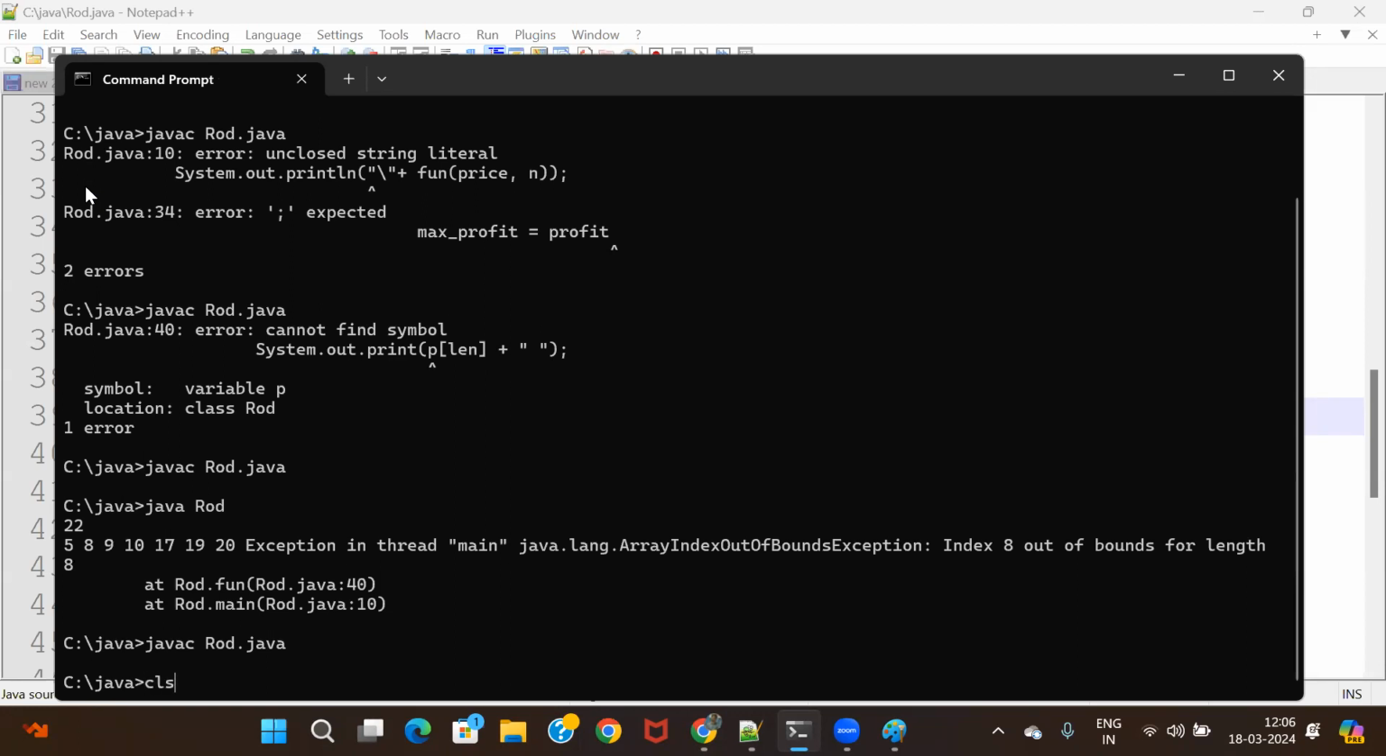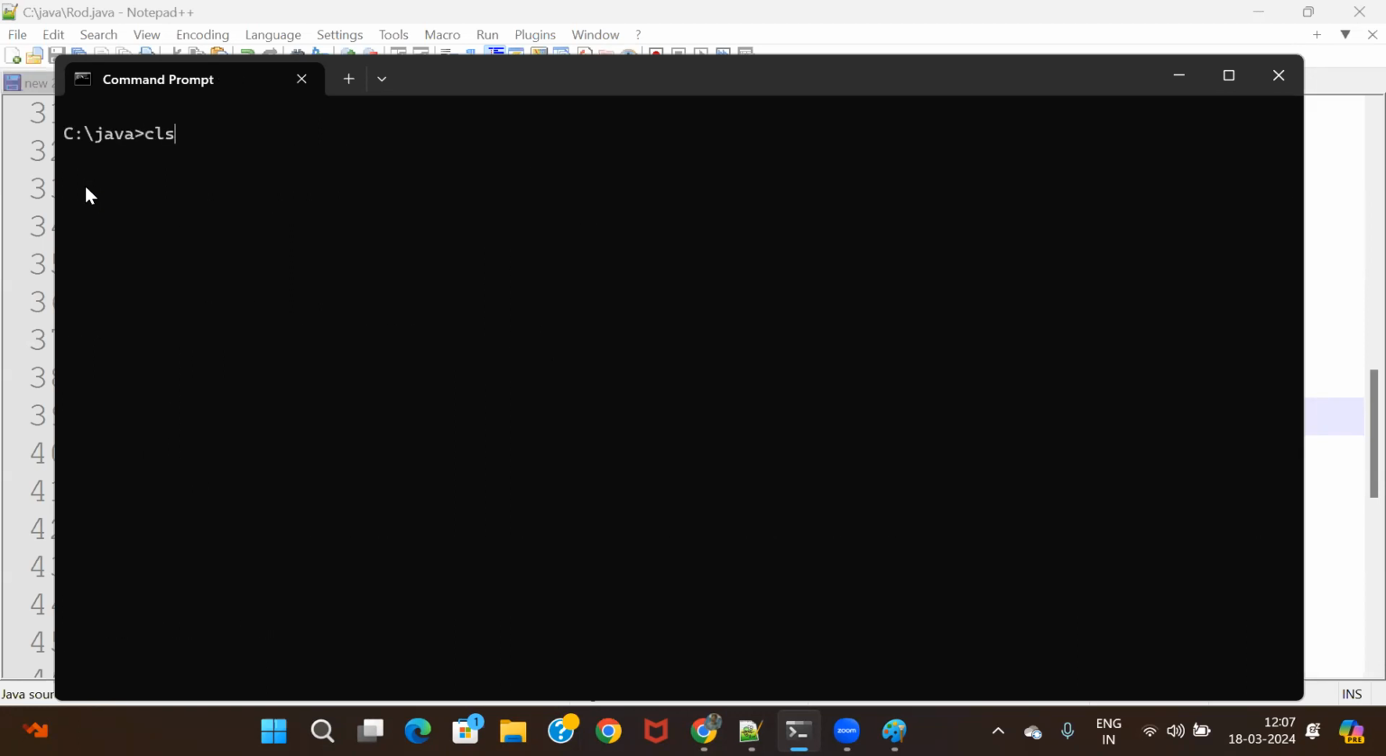Compile, go to top of the screen and then execute it. Now this is the price list. There is only one piece. For length of 1, profit is 2. For length of 2, profit is 5. You sell 2 units straight away. For length of 3, profit is 8. For length of 4, it is 8 plus 2, or for length of 4, 2 pieces of length 2, 10.